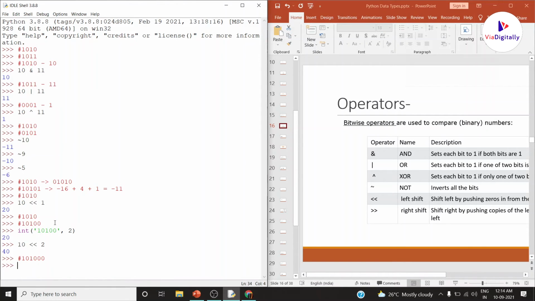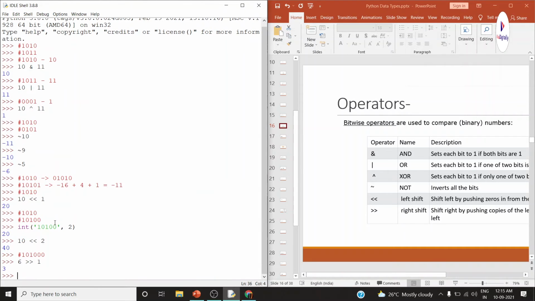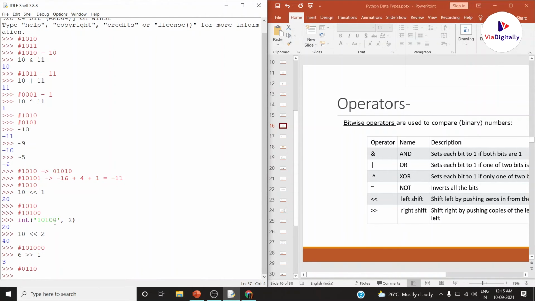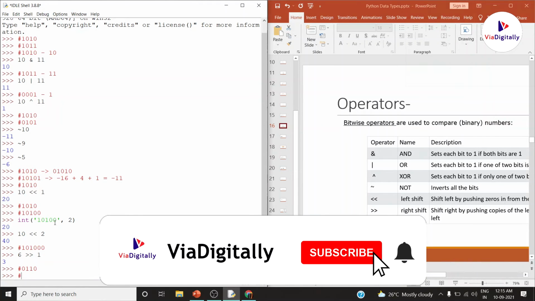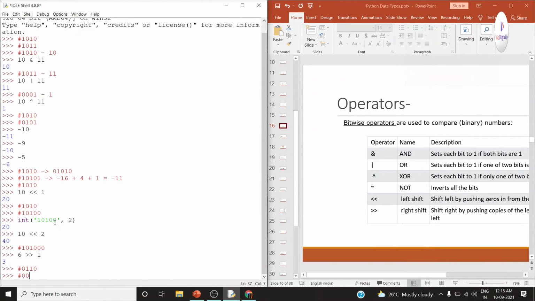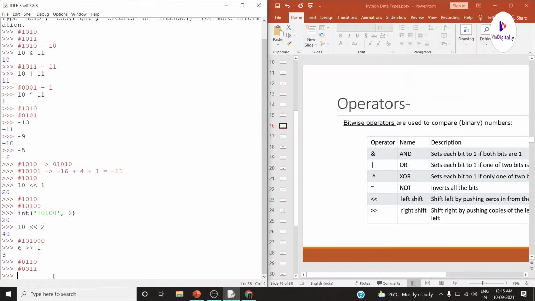Next, coming to the right shift. Similarly, let me take 6 right shifted by 1 unit. What am I going to get? 3 as my output, because 6 is 0 1 1 0 in binary. When we right shift 6 by 1 unit, we insert the most significant bit from the left side, which is 0, then again 0, then 1, then again 1, and the last bit 0 is removed. Then what is the value of 0 1 1? We know it is 3.